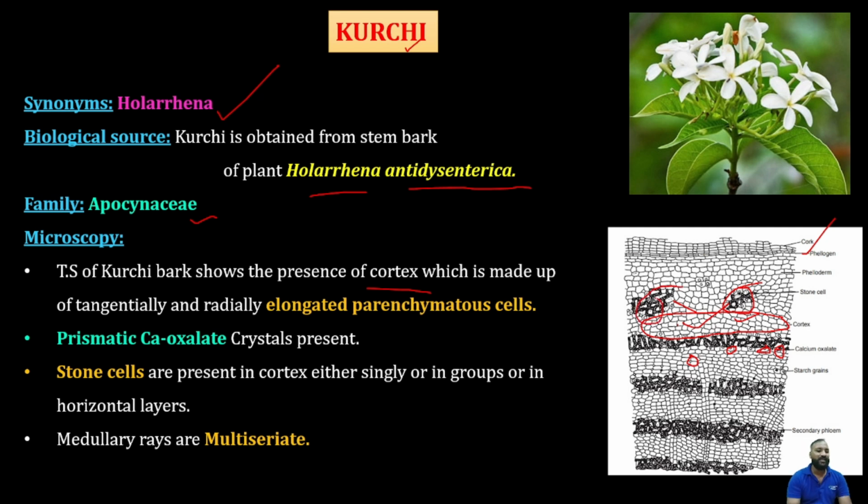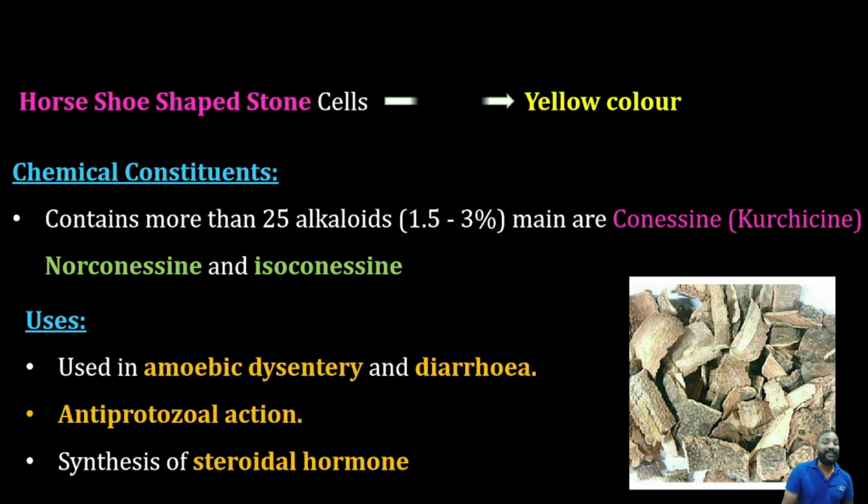Medullary rays are multi-layered. The striated lines are the medullary rays, which are meant for the transport of water and other things. So this is the microscopy: it consists of cork, stone cells, prismatic calcium crystals, and multiseriate medullary rays.